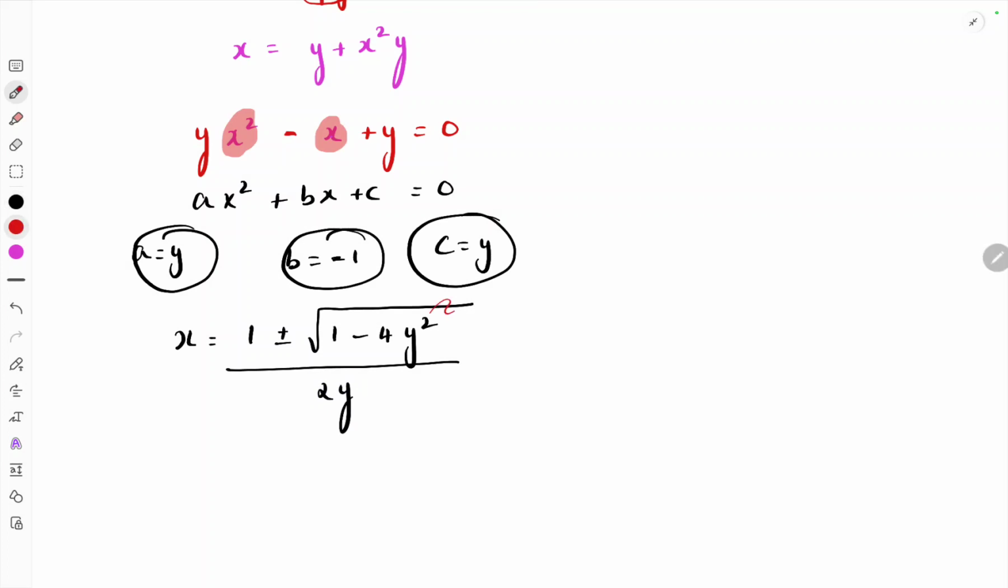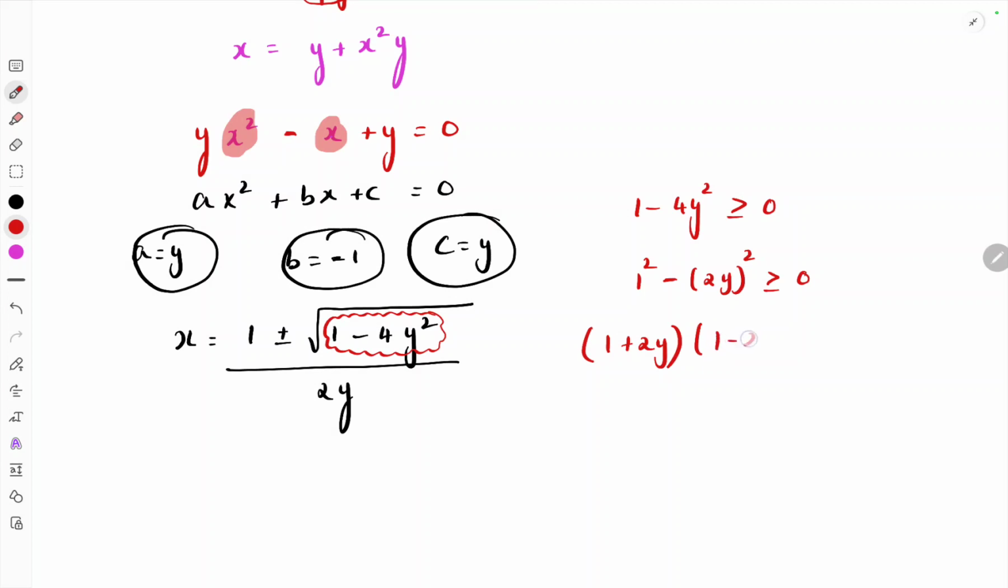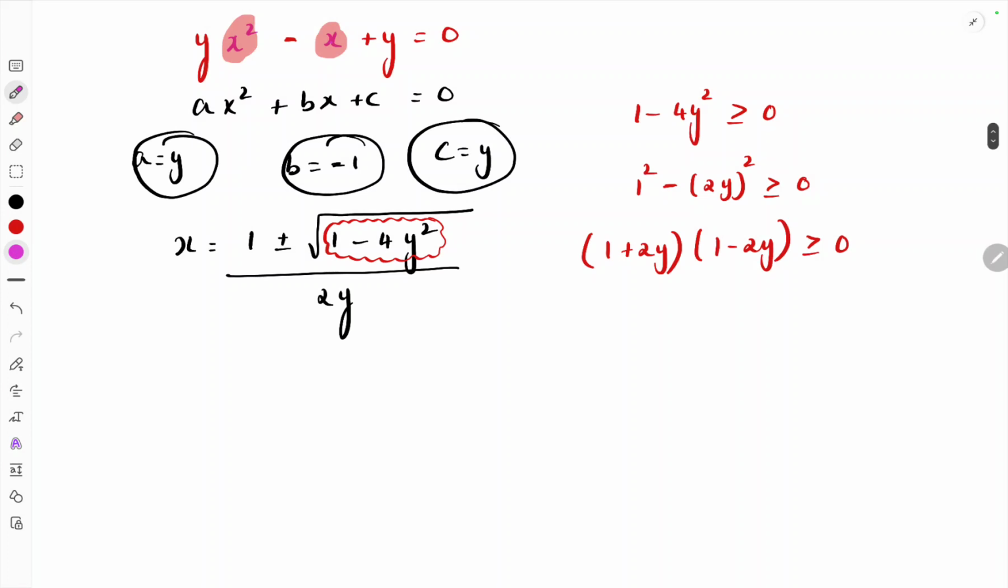So this is valid if whatever we have inside the square root should be greater than or equal to 0, which means 1 minus 4y square should be greater than or equal to 0, which means I can write in this way, 1 square minus 2y the whole square greater than or equal to 0. So this is of the form a square minus b square. If I factorize, 1 plus 2y into 1 minus 2y greater than or equal to 0. So now I have to find the roots for this.